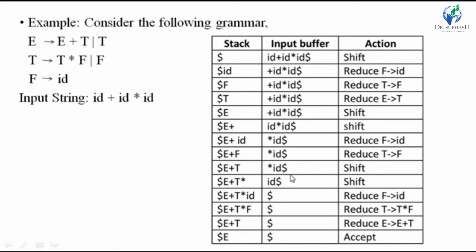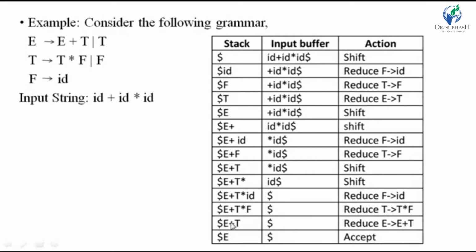Next shift. So move star from the input symbol onto the stack. Next again shift ID. So your input becomes empty. Now this ID is reduced by F. Do you have any production T star F? Yes, T gives T star F. So reduce T gives T star F.